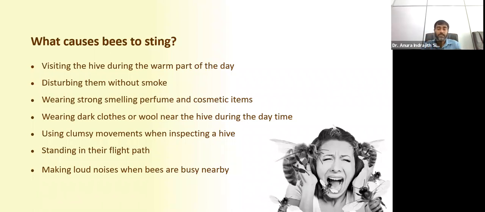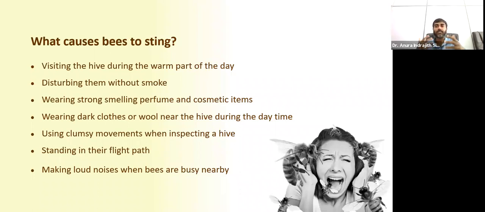Now, I have seen some students. When they see the queen for the first time, they cannot tolerate that emotion. So they point their finger here and there, saying okay, this is the queen, that is the queen, and then the bees will come and attack. Therefore, you should not do that. You have to be very calm and quiet. Your movement should be very slow.